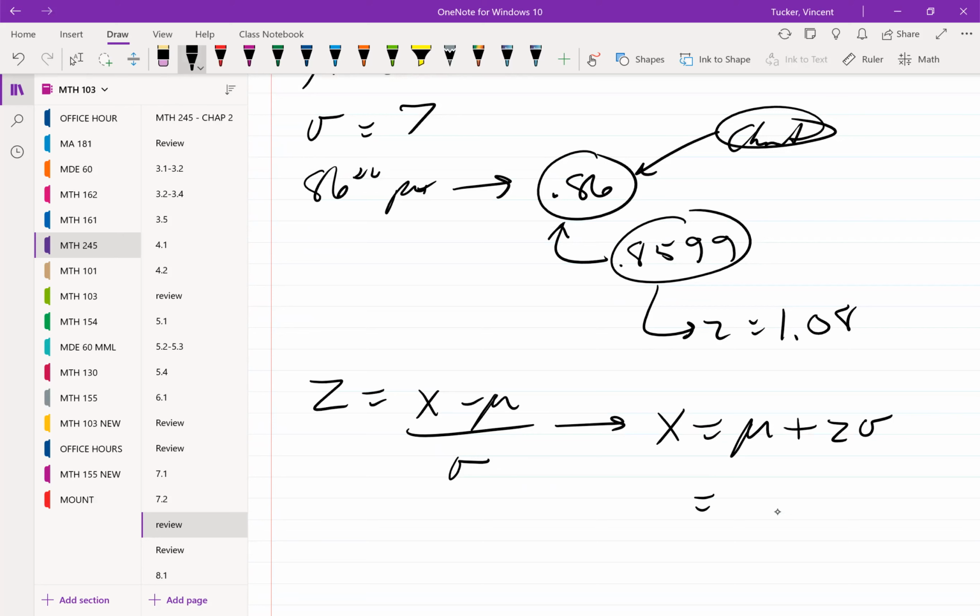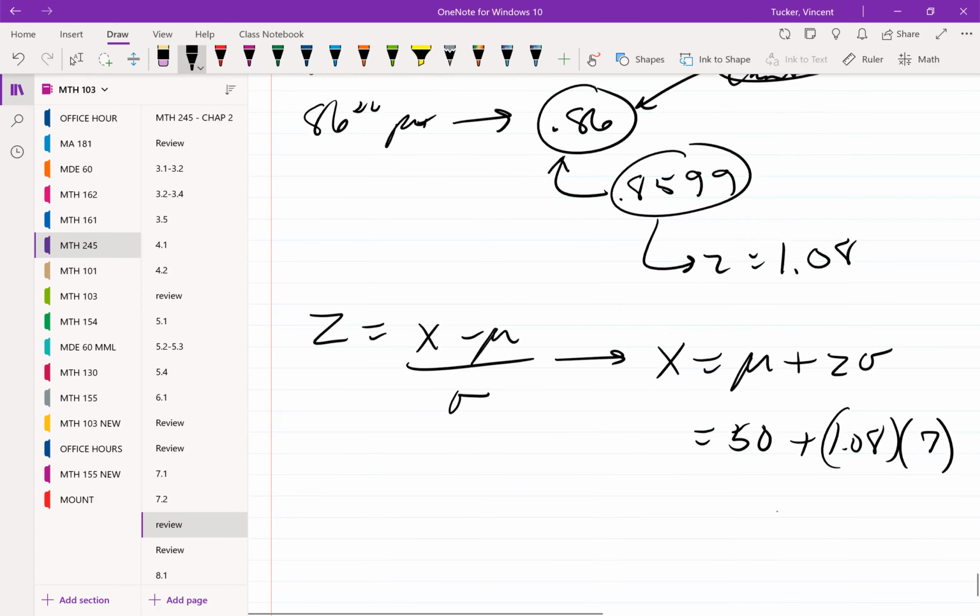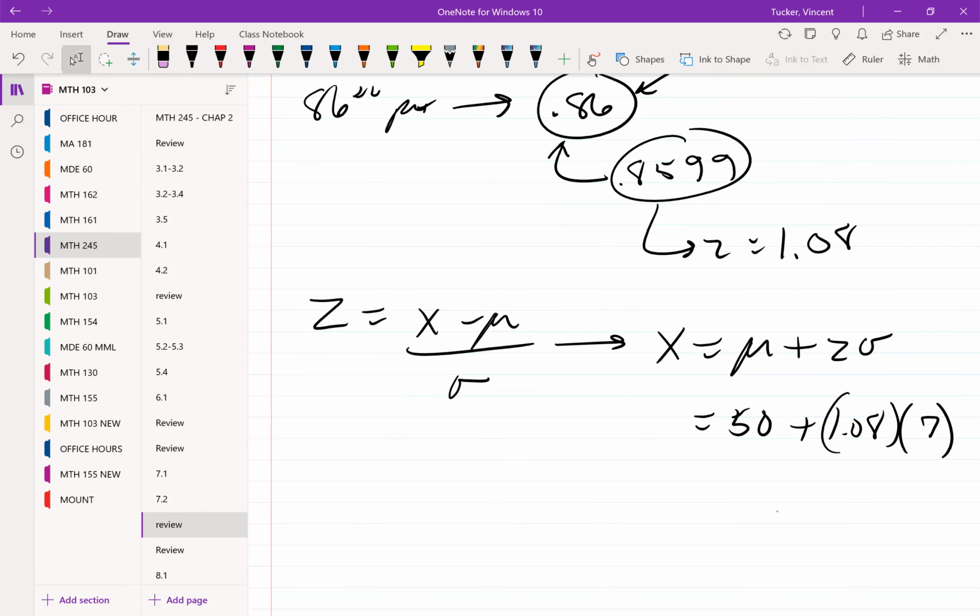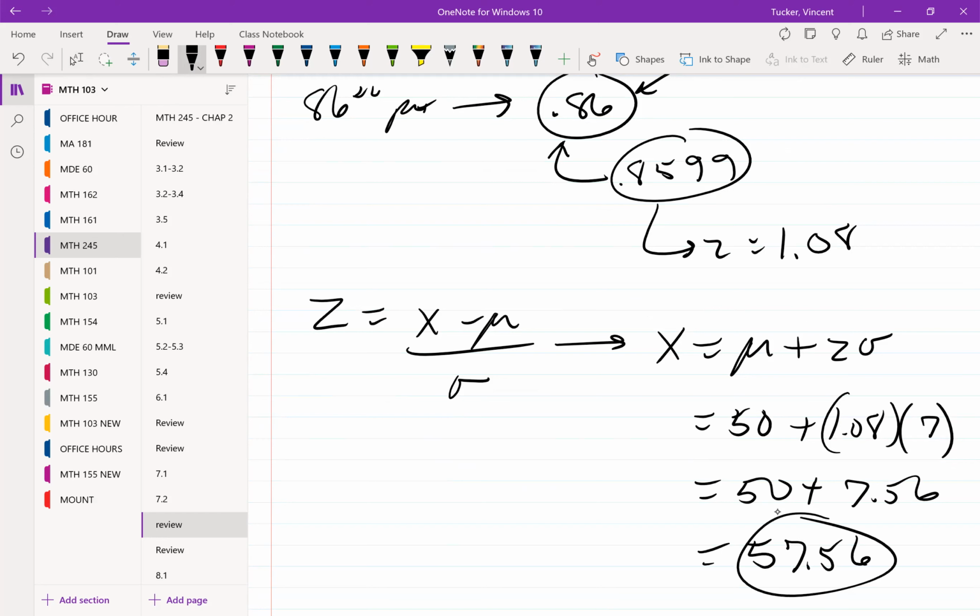From there, we take the values that we have. The mean was 50. The z score we just found is 1.08, and the standard deviation is 7. You can throw all that in the calculator at one time, or do it in pieces. 1.08 times 7 is 7.56, and then add those together. That's 57.56. So that's your answer right there.